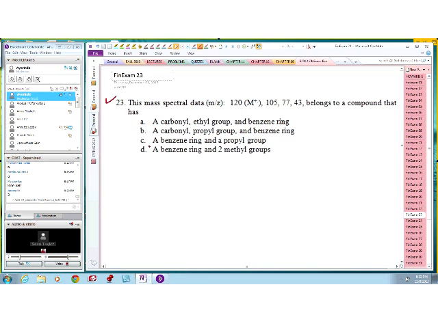This mass spectral data, M/Z 120, M, 105, 77, 43, belongs to a compound that has.